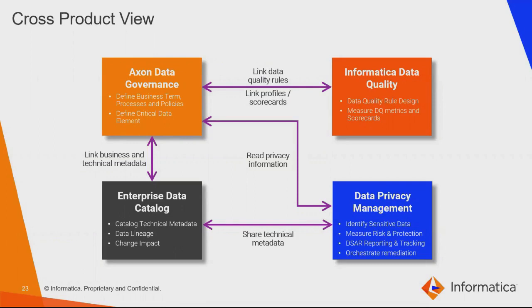Axon and EDC are integrated through REST APIs, where a linking of business and technical metadata is made. Axon and data privacy management are also integrated through REST API, which reads the privacy information from data privacy management and displays the data privacy dashboard. The other integration touchpoint is to extract the process from Axon into data privacy management to show the privacy-related policies and sensitive data.